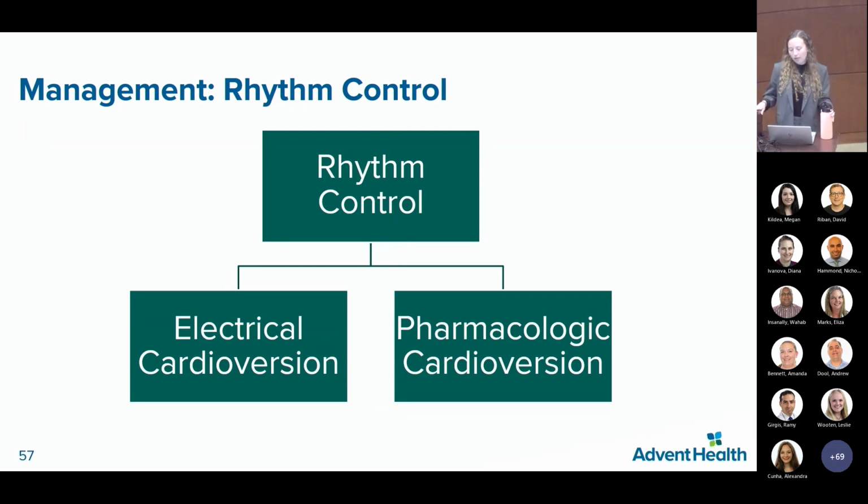So now that we have discussed our various treatment options for rate control, that can lead us to our second treatment strategy, which is rhythm control. Rhythm control is a treatment strategy that targets the restoration of normal sinus rhythm. And there are two methods that we can use to attempt conversion in these patients: electrical cardioversion or pharmacological cardioversion.